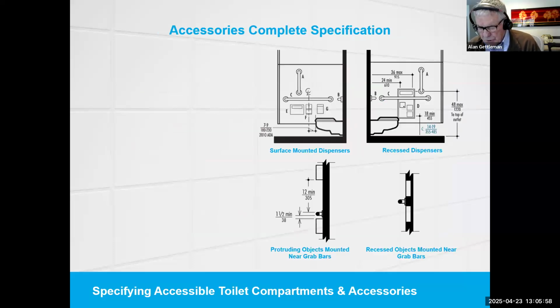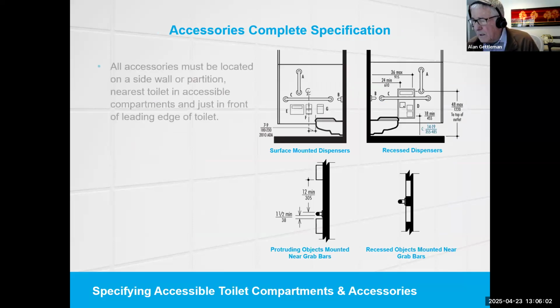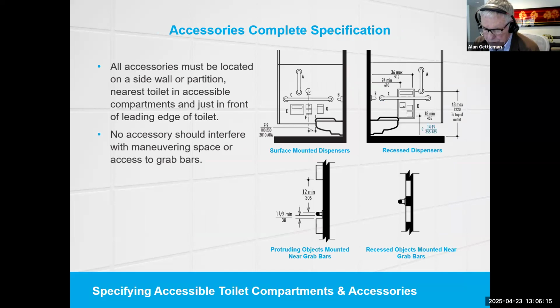A number of accessories should be included in every toilet compartment. All accessories must be located on a side wall or partition nearest the toilet and just in front of the leading edge of the toilet to ensure universal access. Regardless of dispenser outlets, no part of any accessory that projects from the wall or partition can be installed so as to interfere with maneuvering space or access to grab bars.